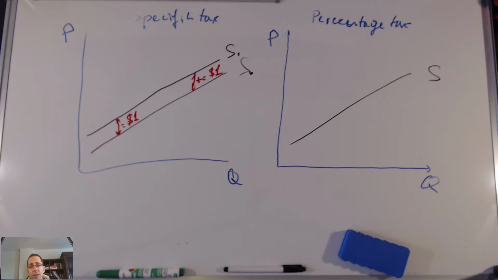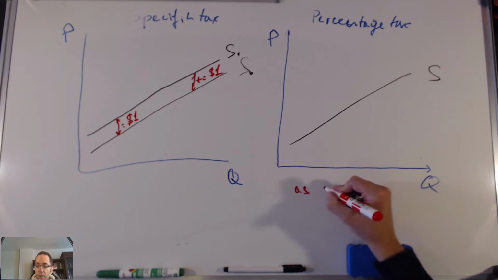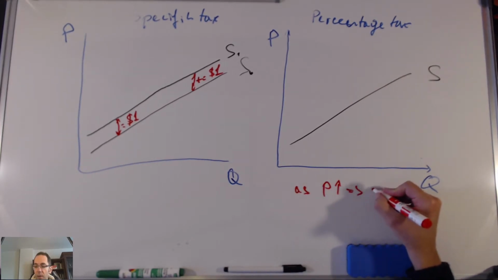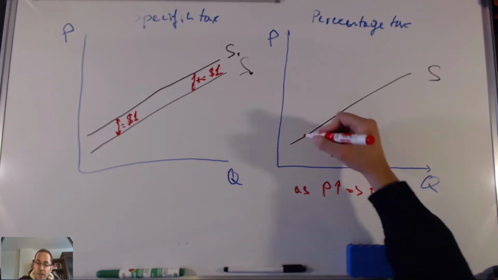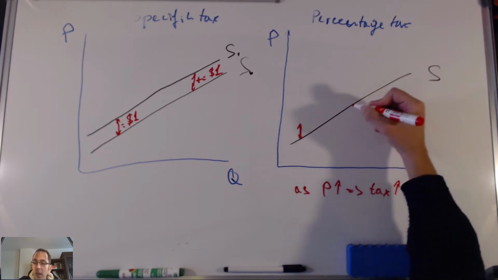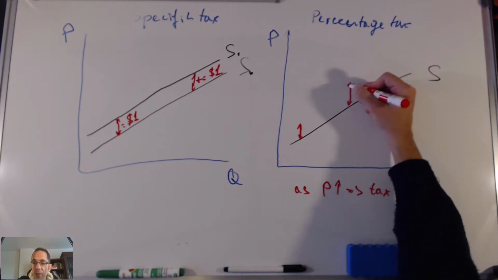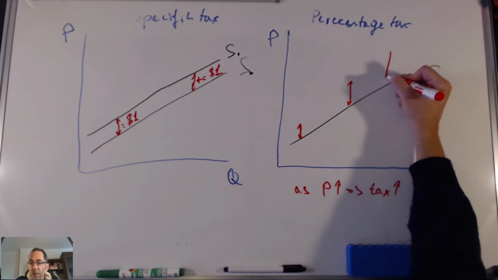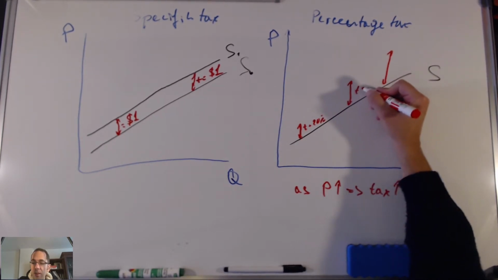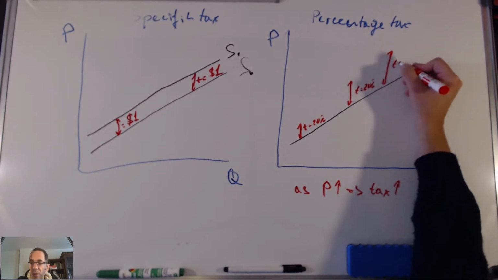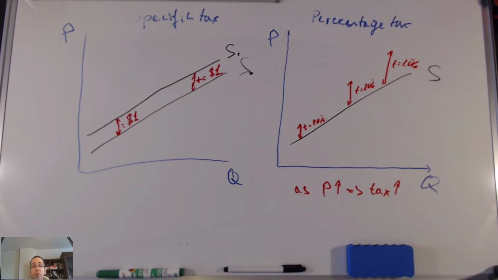Because the percentage tax is calculated as a percent on the price, as the price increases, so will the tax. So we can say as P rises, so does the tax. At low prices, our tax may be low. As we go to higher prices, the tax will increase, and as we continue to even higher prices, the tax will become even more. Again, T is equal to 20%. It's just that those 20% will have different monetary value as we are changing the price.